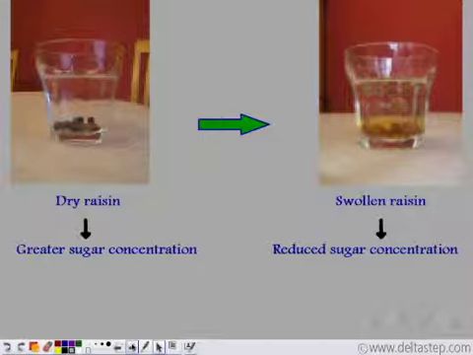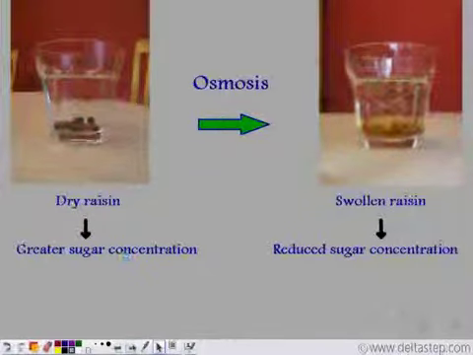Now that the raisins have a lot of water inside, the sugar concentration decreases. Now, this process of diffusion of water from a more dilute area to a less dilute area through a semi-permeable membrane is known as osmosis.